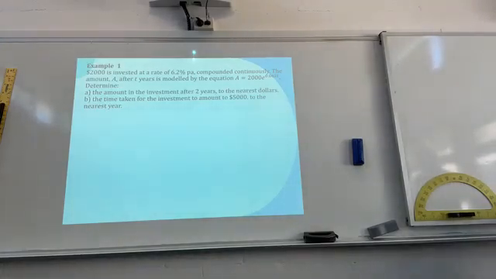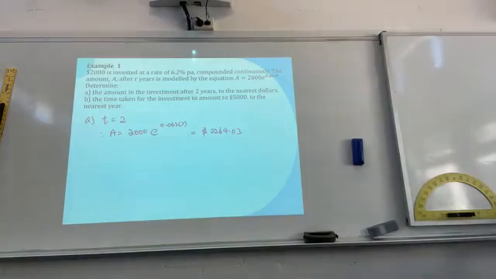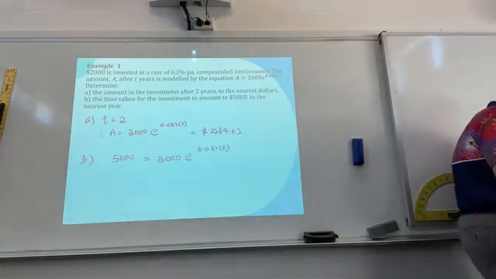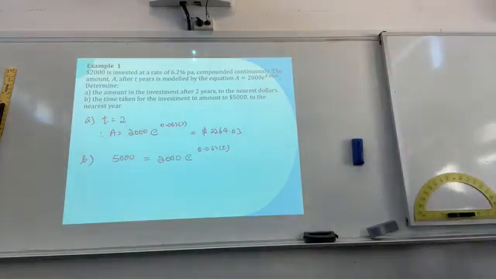Maybe we simplify a bit. All right, that's fine. So if t equals 2, substitute into a, and you need to give it to the nearest dollar, which is 2264. You should have written down 2264, nearest dollar.